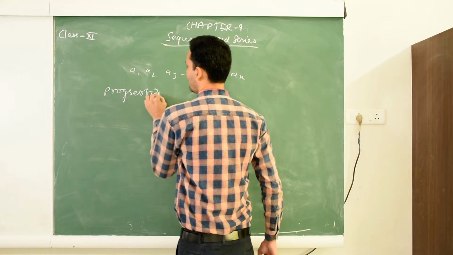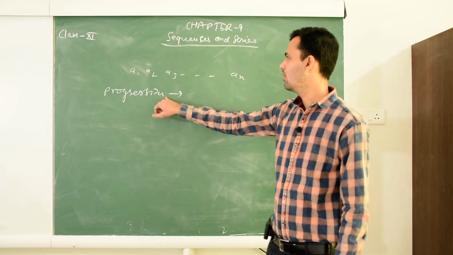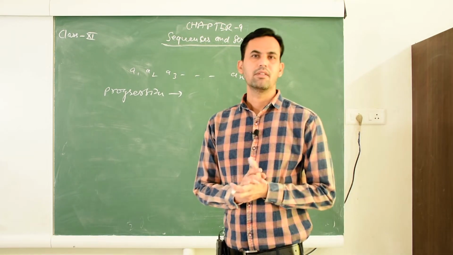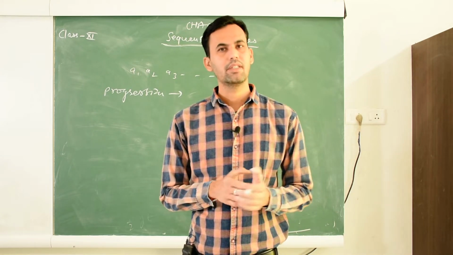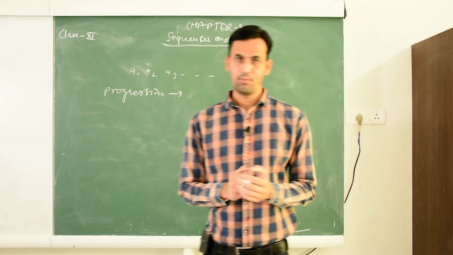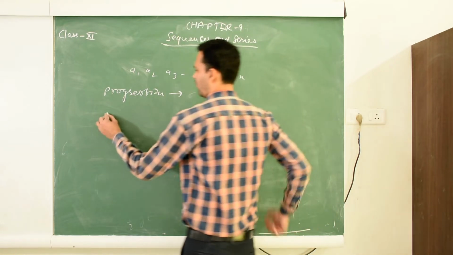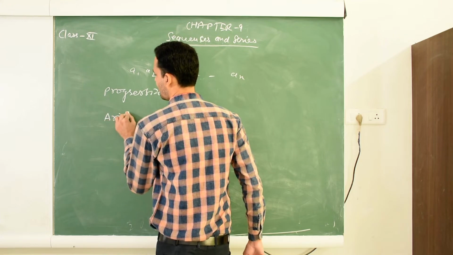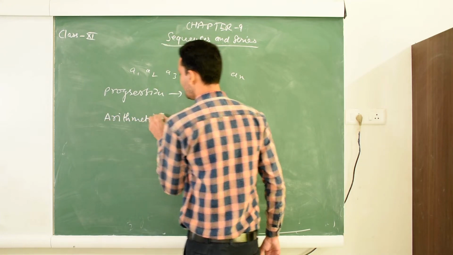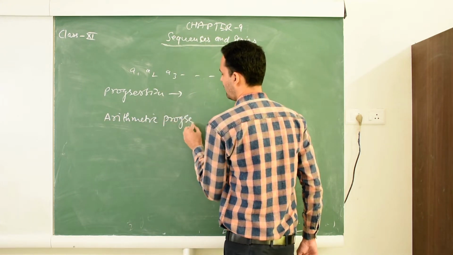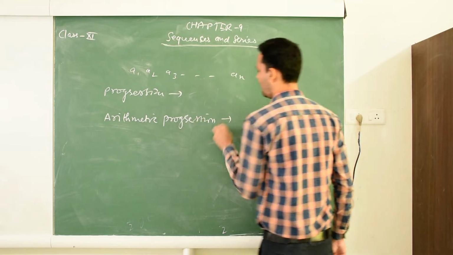A sequence is called a progression if it follows a certain pattern. And these progressions are of two types: first is arithmetic progression and second is geometric progression. So first is arithmetic progression.